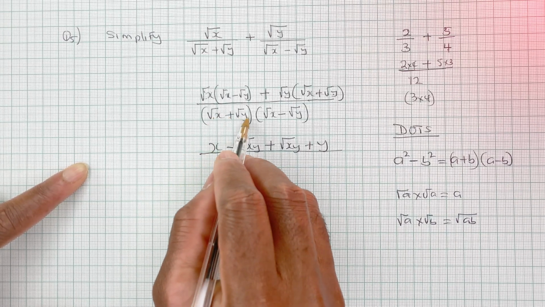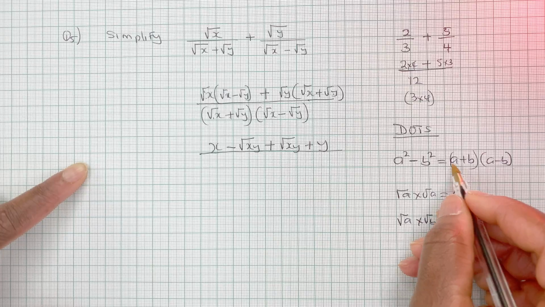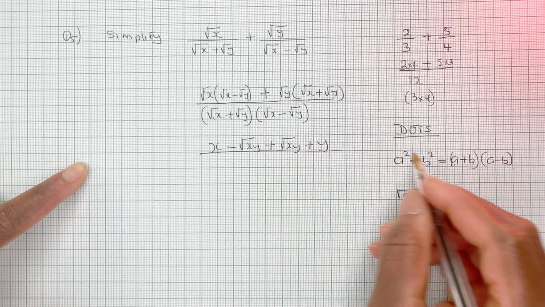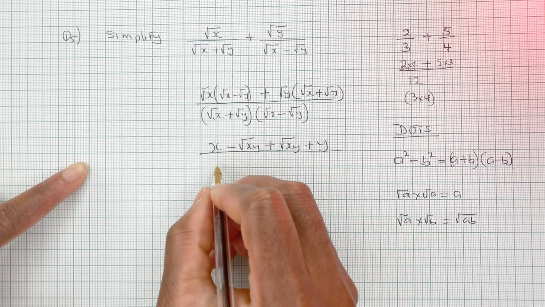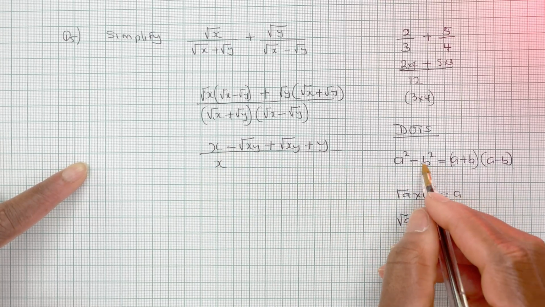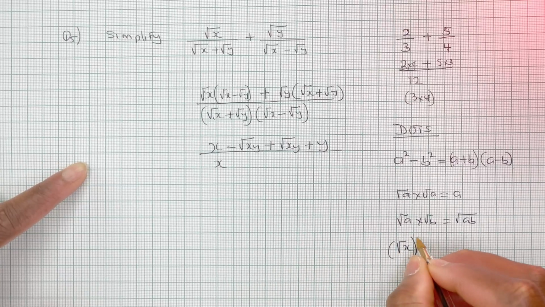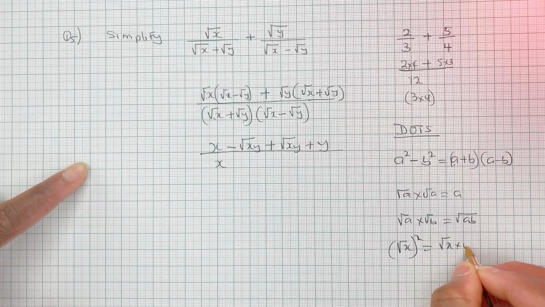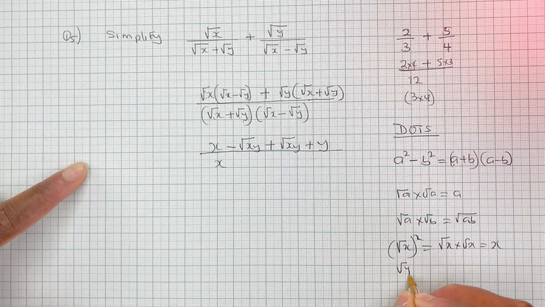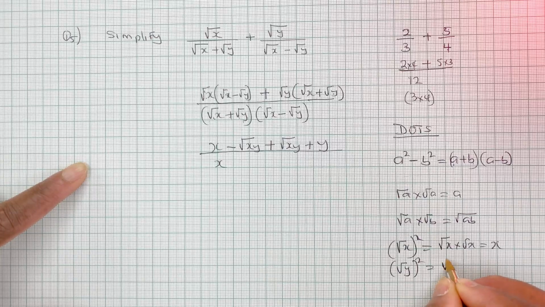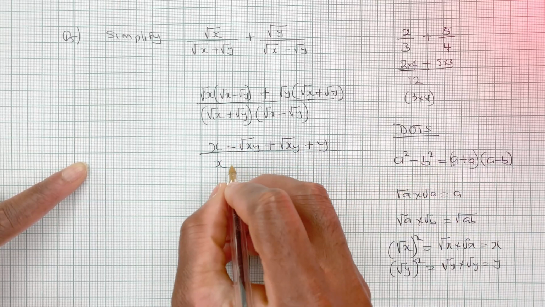Now root x plus root y times root x minus root y reminds me of the difference of two squares, where a is root x and b is root y, and therefore that would be root x squared minus root y squared. Root x squared is root x times root x, which is x from the law of indices, and root y squared is root y times root y, which is y. So that will be x minus y.